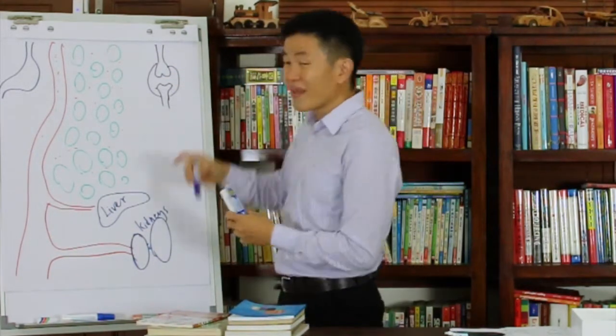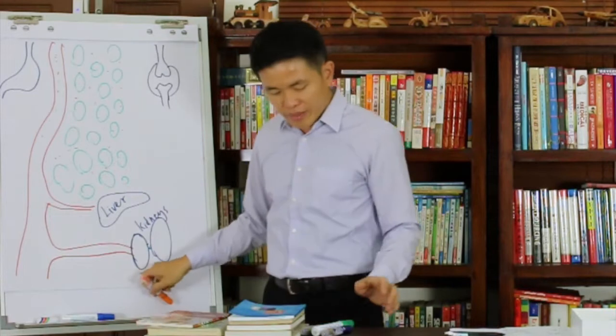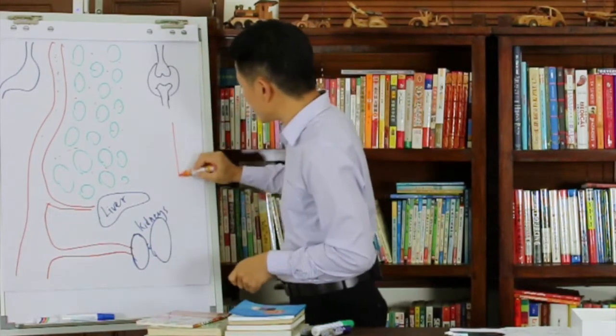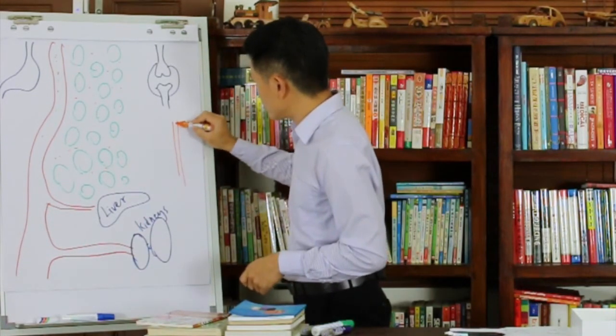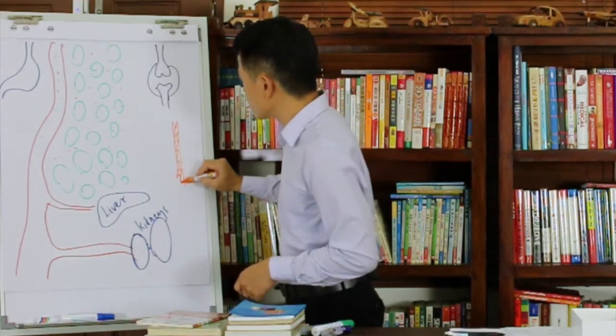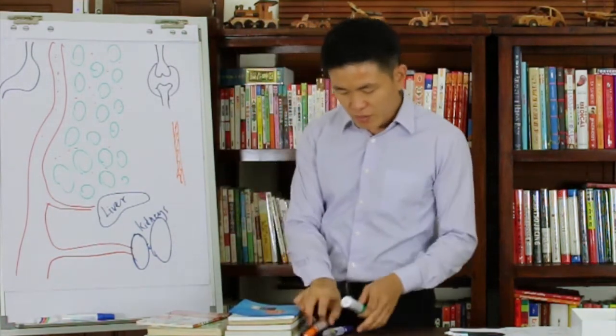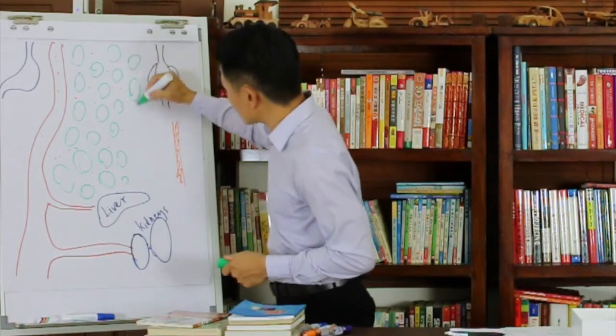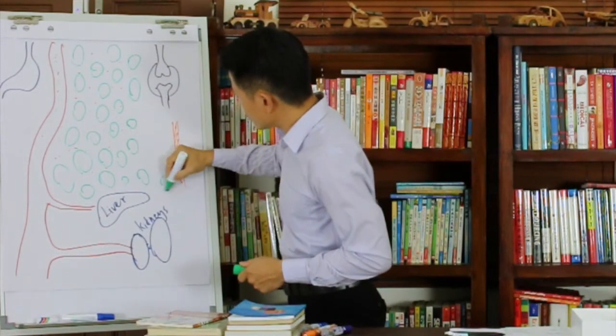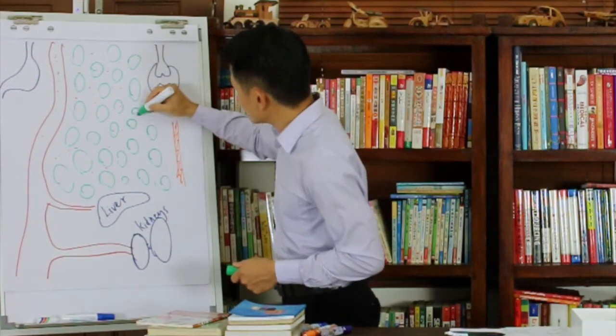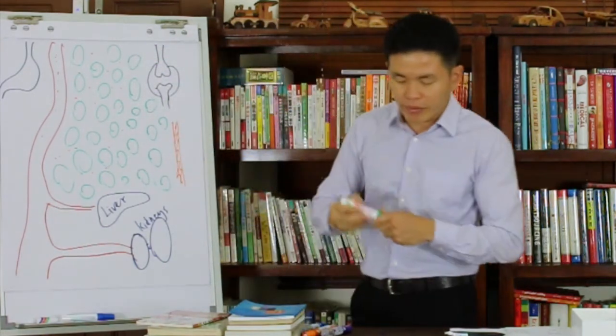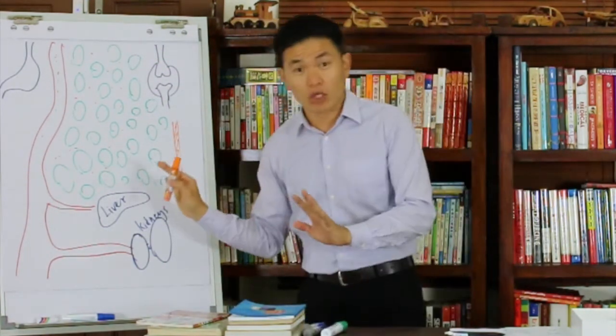Another place where uric acid likes to hide is underneath the skin. This is your skin, and these are the layers of cells. So you get an idea, right? This is how the uric acid goes.